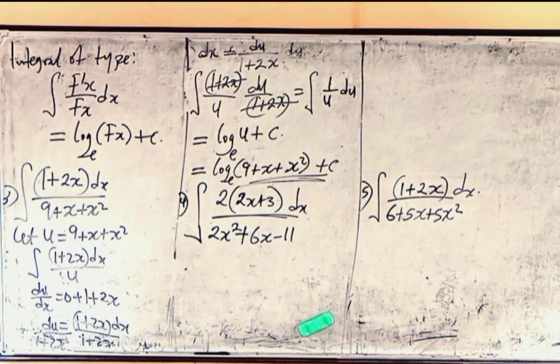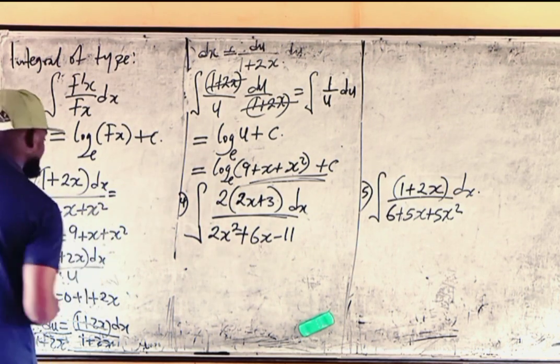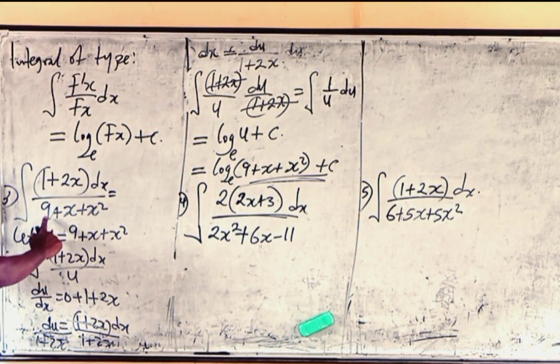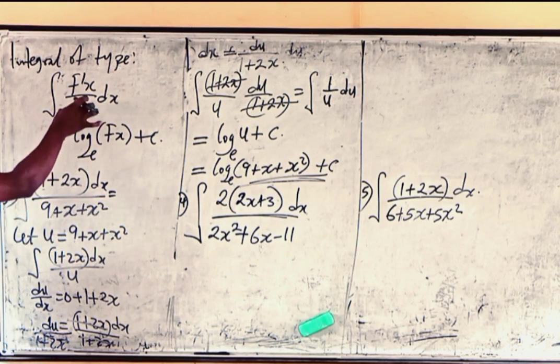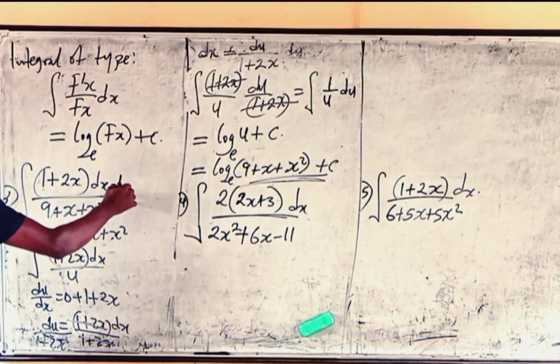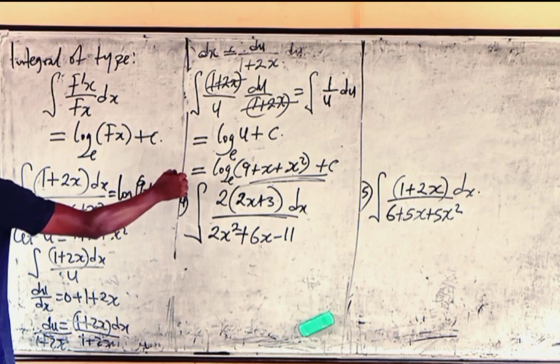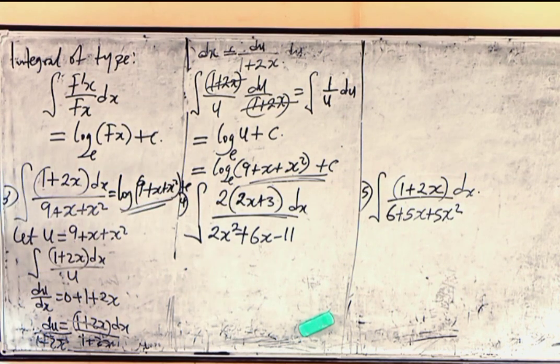As a final answer. So then if you wish to use our normal method, you will check. If I differentiate this, will the answer be this? Let's check. Derivative of 9 is 0. Derivative of x is 1. Derivative of x squared is 2x. If I differentiate this, the answer will be this. So the final answer will be log of the denominator, 9 plus x plus x squared, plus c. We'll just get the answer of that.